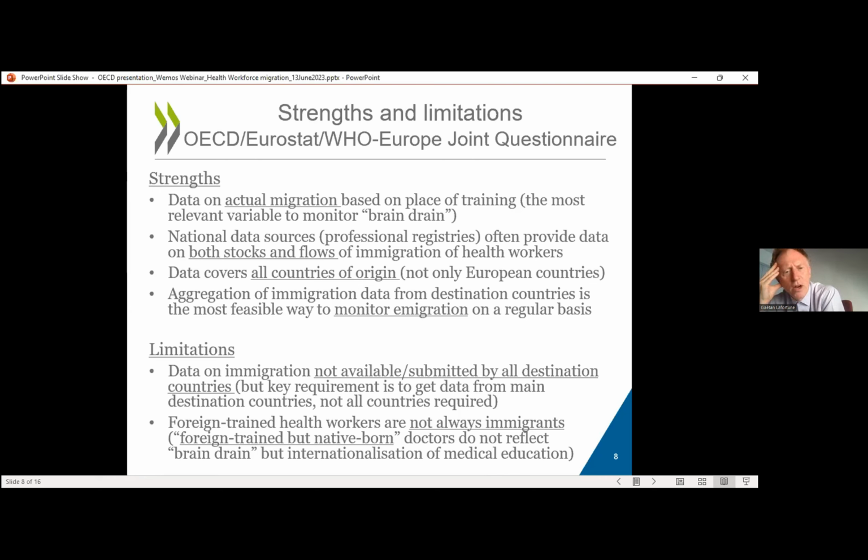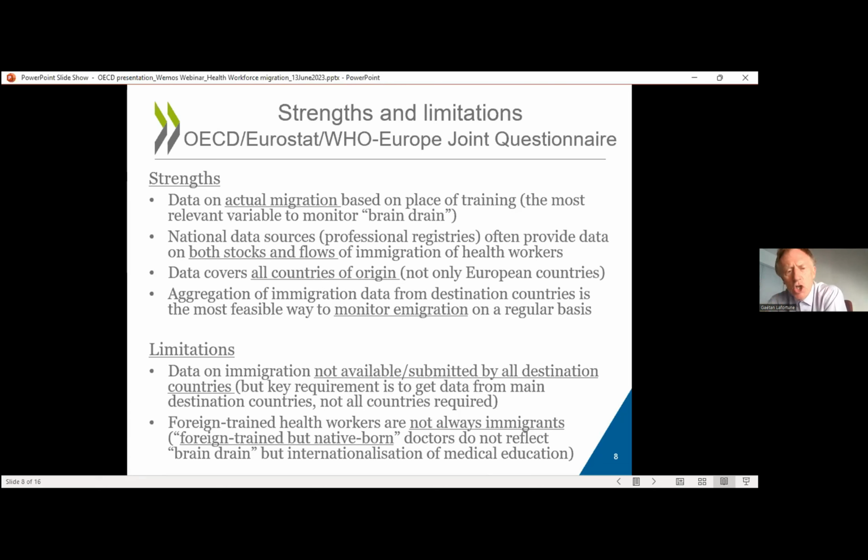Now, the limitation is that we don't have data available from all countries of destination. It's not absolutely required that we get it for all single countries in the OECD or EU or in the world. The main thing is that we need to get the data from the main destination countries if we want to be able to monitor emigration outflow patterns.